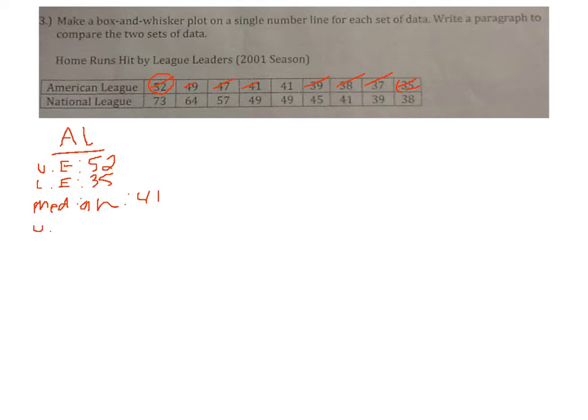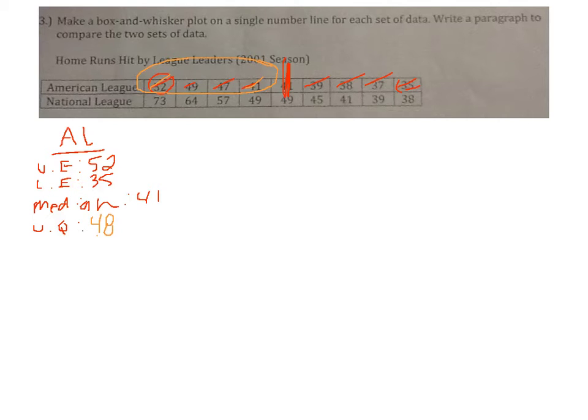The upper quartile, UQ, is going to be the median of the top half of the data. So here's the median right here, and now we want to focus on just the upper numbers here. We go highest, lowest, and now it becomes between 49 and 47, which would be 48.